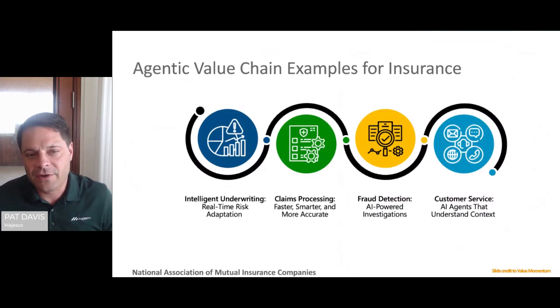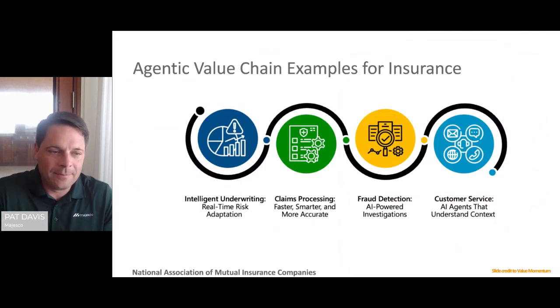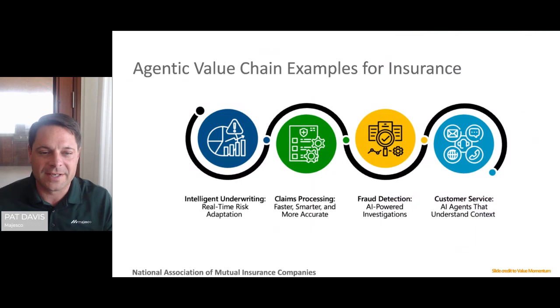Some of the agentic value chain examples for insurance really come down to a couple of good examples here. And these are probably pretty typical, that you guys would say, well, yeah, these are somewhat obvious. But intelligent underwriting, so real-time adaptation to risk, automatically pushing through low-touch policies, lower premium, lower risks, and having it automatically be able to underwrite that risk without much or any human touch.